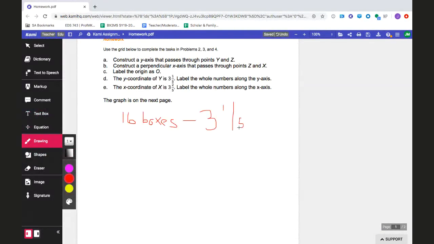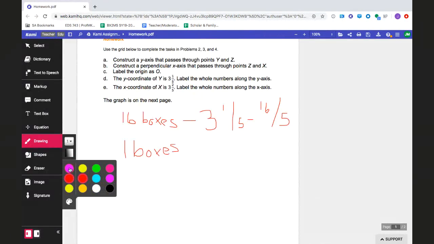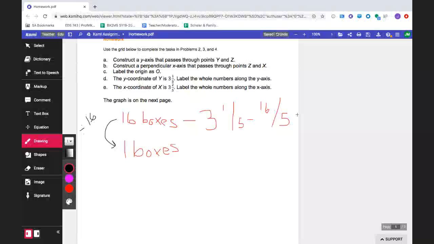Or we could say that is 16 over 5. Our goal is to figure out the value of one box. So just think about this as a ratio table. What you do to one side, you want to do to the other, right? So here, I want to divide by 16. And what you do to one side, you do to the other. And 16 divided by 16 is 1. So I'm going to divide by 16 on this side, and I'm going to get 1/5. So I know one box is 1/5.